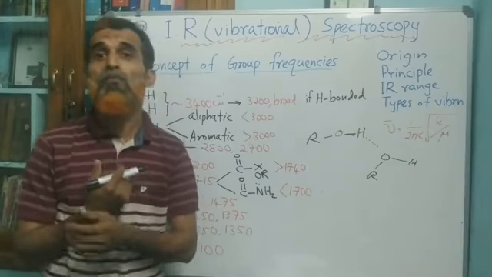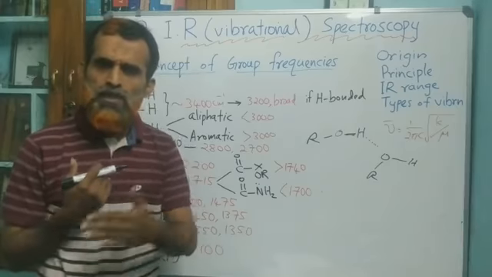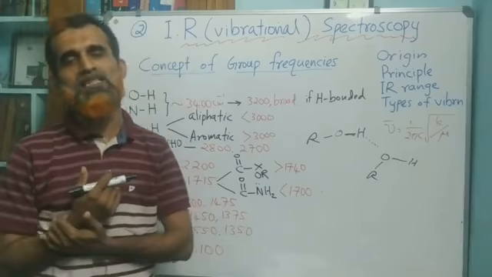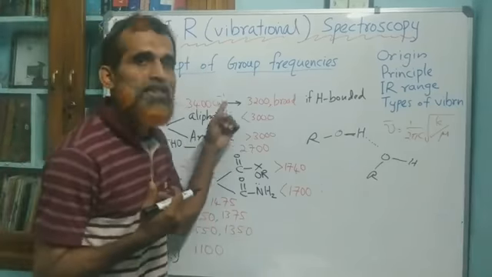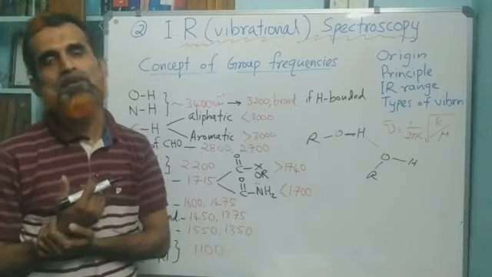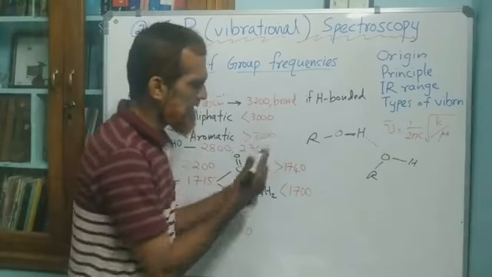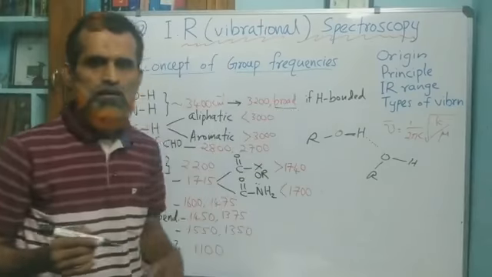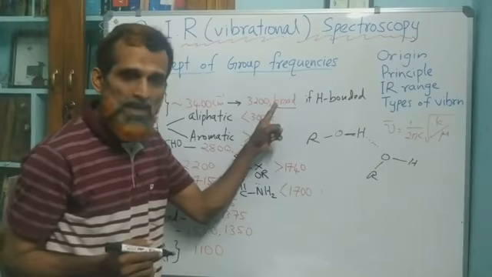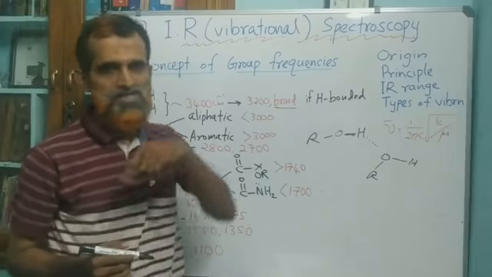Actually, there is a scope of research here. You can study the extent of hydrogen bonding by noting how far the IR frequency has decreased. Another thing is that whenever there is hydrogen bonding, the IR peak will be very broad, not sharp.